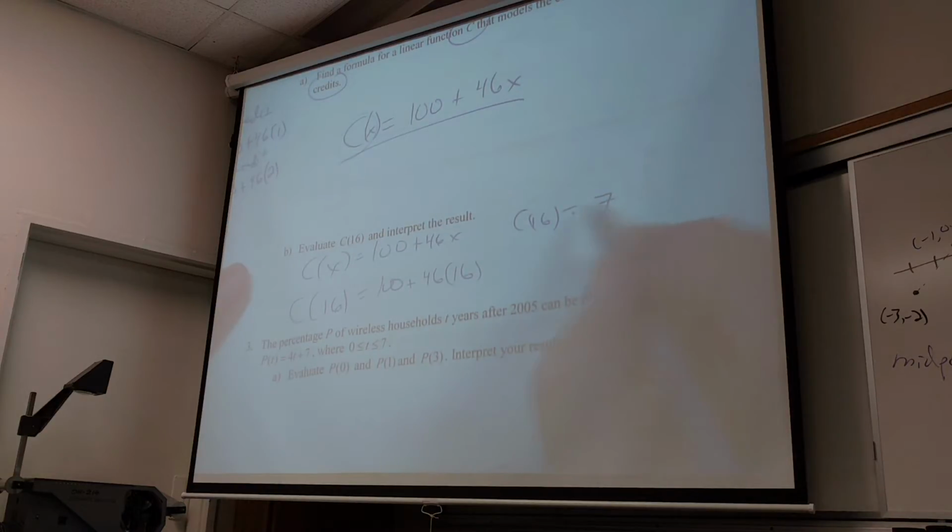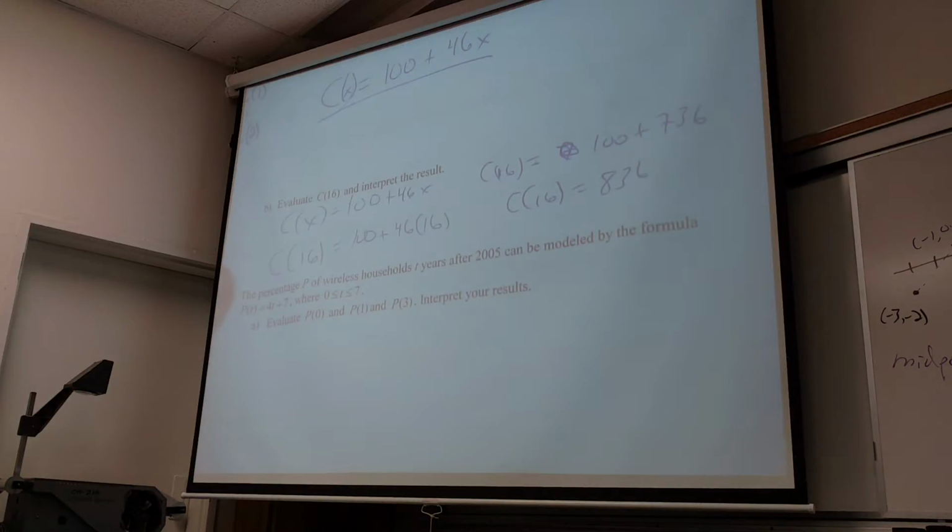46 times 16 is 736. Plus 100, so 836. Alright, that was simple. Okay. So then I'm going to do this problem. I'm just going to put the whole thing in my calculator, right? What does this mean? That if you take 16 credits, it's going to cost you $836.